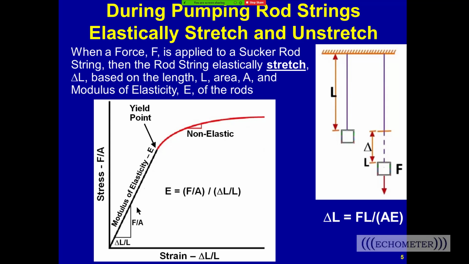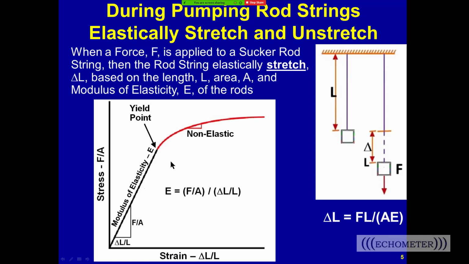So there's a modulus of elasticity for steel and for fiberglass and other types of materials that have different amounts of stretch versus change in length. The idea is that when you apply a certain force, then based on the properties of the rod, it's going to change a certain delta length. If you double the force, you double the stretch. And as long as the rod is below its yield point, it's going to be elastic. It can stretch and unstretch, and the rods don't deform.